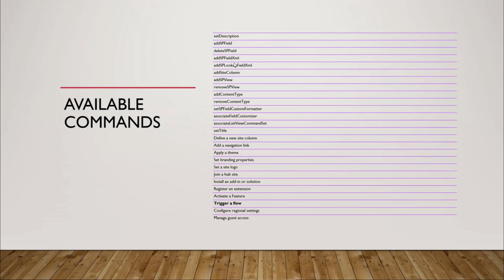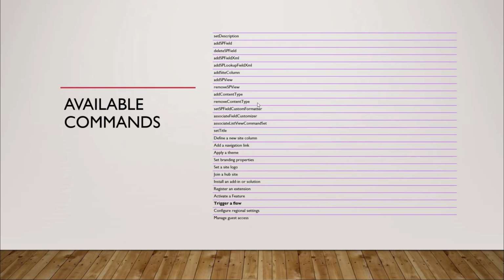You could find out the proper formatting of it, and it has a syntax that you have to follow, and that is how you could add it. You could add a site column. You could also add an SP view as part of your site script. You can remove an SP view, add a content type, remove a content type, add an SP field custom formatter, right?